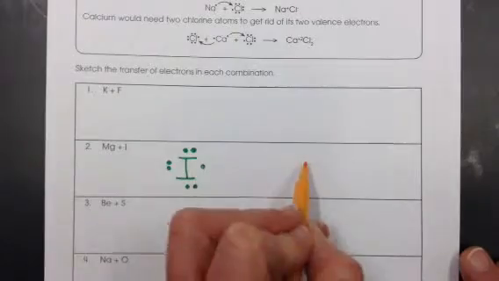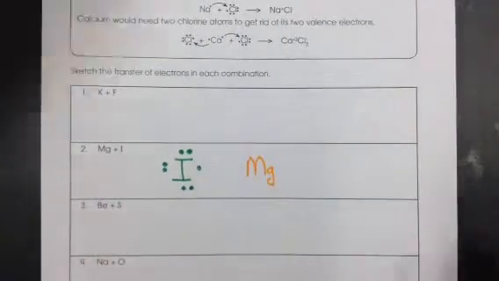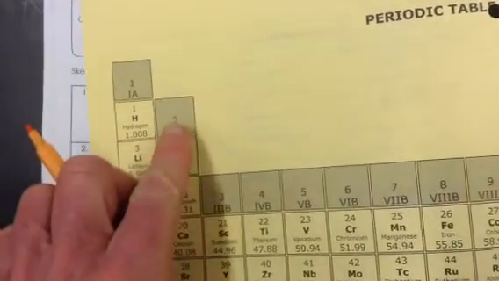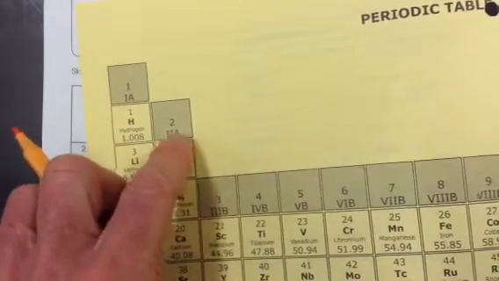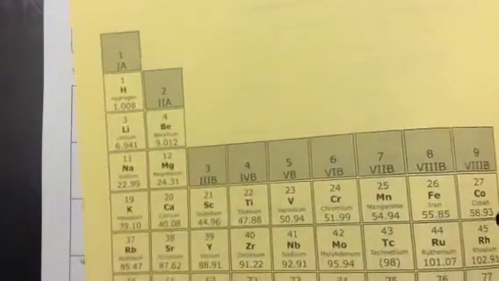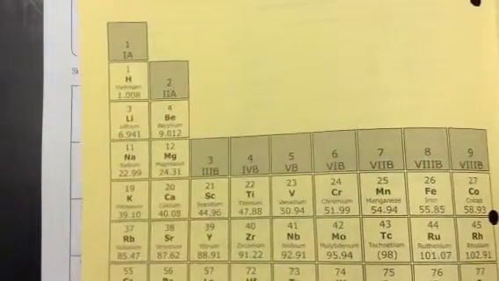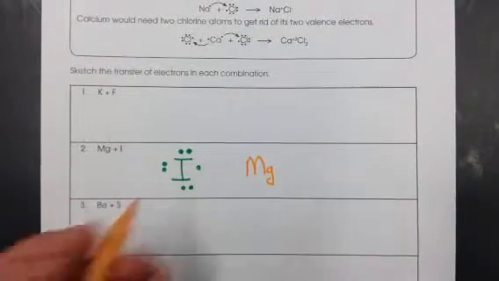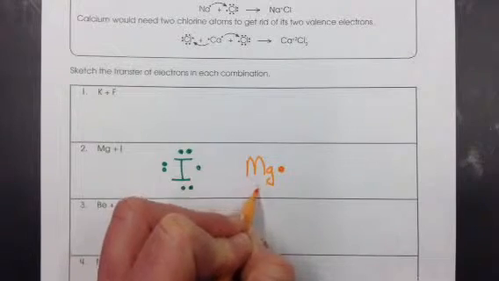Then magnesium. Magnesium is an alkaline earth metal. It's in group number 2, or 2A, and so that means it has 2 valence electrons. I'm going to put 1, and I'm going to put 2.